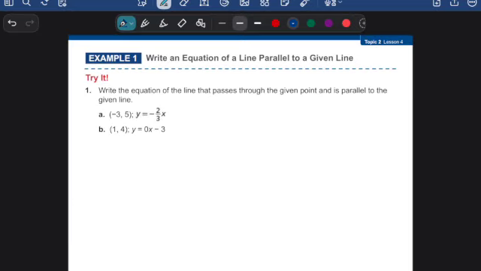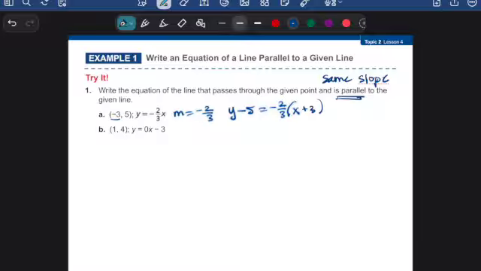Write the equation of the line that passes through each given point that is parallel. So remember, if it is parallel, it has the same slope. Okay, so my slope needs to stay -2/3. I'm going to write point-slope form. Y minus my y value equals my slope times x, and the opposite of my x value is +3. My x value was -3, so when I subtract -3, I get +3.